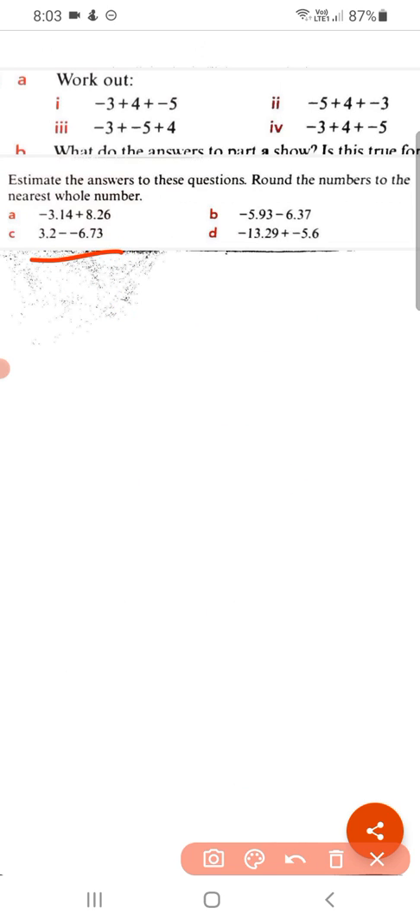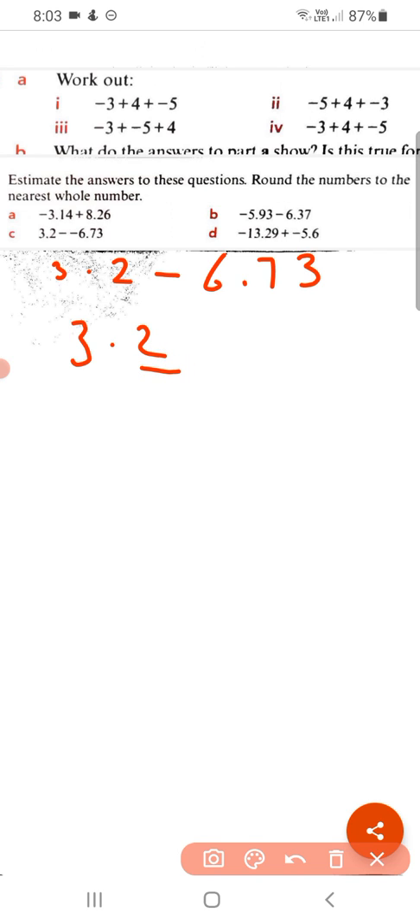Next is 3.2 minus 6.73. Same method, children. Here both numbers are positive. 3.2 and 6.73 are positive. So first, round to the nearest whole number.